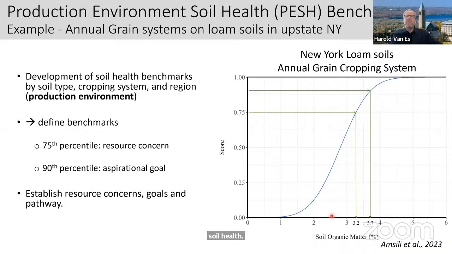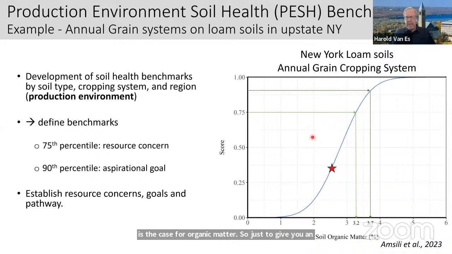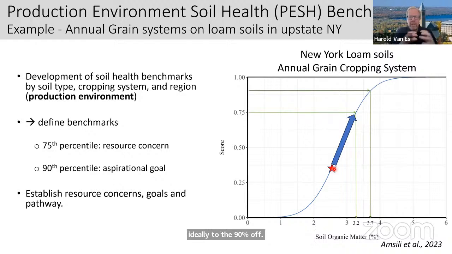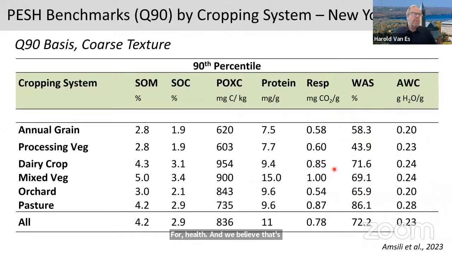And so this is the case for organic matter. Just to give you an example, if a field comes out with an organic matter level that you see here, maybe about 2.5%, then you'd like to see them move that up at least to the 75th percentile, but ideally to the 90th percentile. This way you have realistic benchmarks that are based on statistical distributions for soil health. And we believe that's a more realistic way to go.